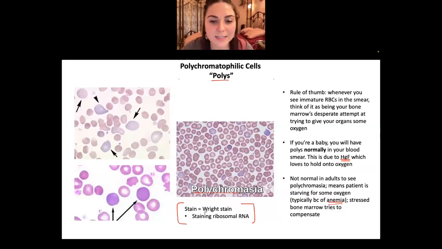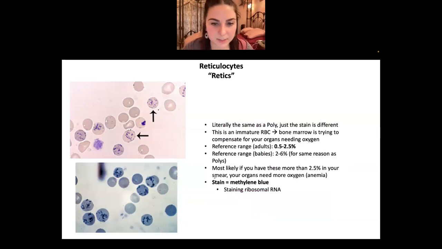So Wright stain stains ribosomal RNA. You better know that for boards, not for your exam. That's why this whole cell looks blue, because there's ribosomal RNA throughout this entire thing. If you use a different type of stain called a methylene blue stain, which also stains ribosomal RNA, it's going to look a little different. Then you get what's known as reticulocytes, or retics.